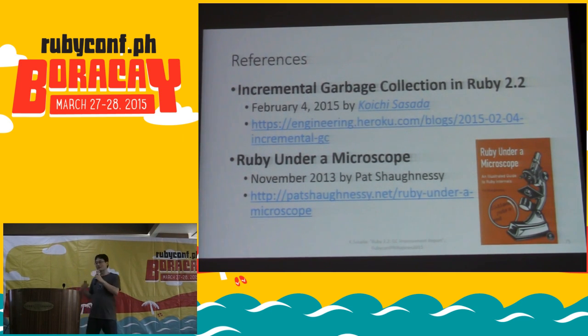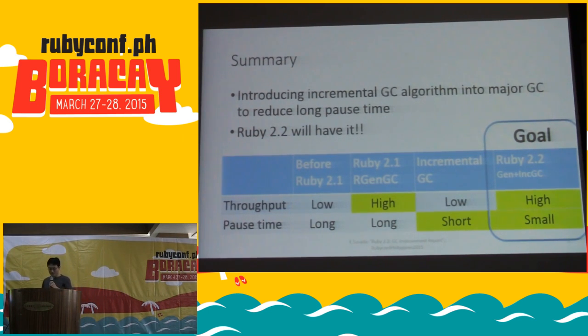I want to introduce several references. I wrote an article about incremental garbage collection on the Heroku Engineering blog at this URL, and also Ruby Under a Microscope, written by Pat, is a very great book to know the internals. So this is a summary. We achieved high throughput and short pause time by combining generational garbage collection and incremental garbage collection on Ruby 2.2. After that, on Ruby 2.3 or later, we want to introduce other techniques to improve performance of GC or other components such as the virtual machine. Thank you very much.